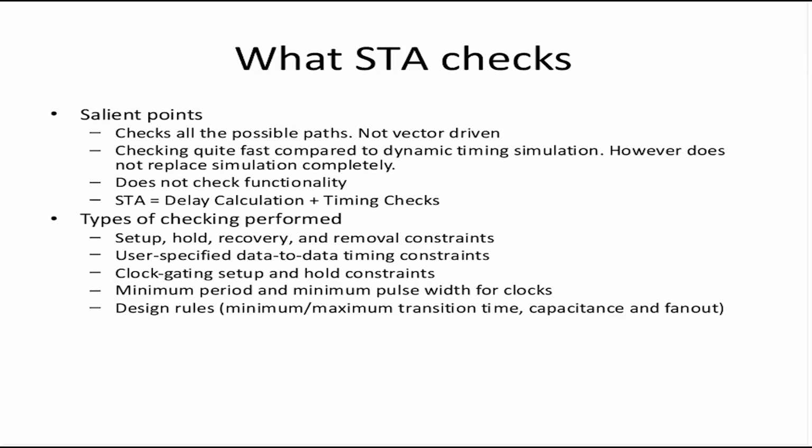What are the types of checks that are performed? Setup, hold, recovery, removal, etc. You can also have some sophisticated user-defined data-to-data timing constraints for a few of the interfaces. There are some interfaces where you need to check that one data line arrives no later or no faster than some timing constraint with respect to some other data signal. You could have these kinds of checks. Then clock gating, we saw clock gating in Design Compiler. There are clock gating setup and hold checks which we can do with STA. Minimum period and pulse width checks can be done. All design rules can be checked: minimum maximum transition time, capacitance, fan out, all these. Again, important point, all these checks that comprise sign off will be done at the post layout level.